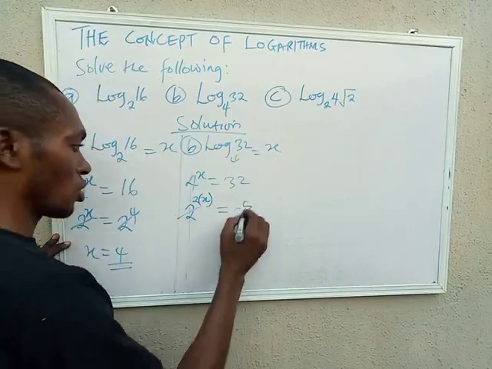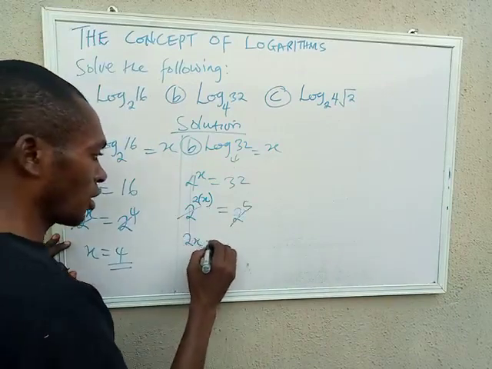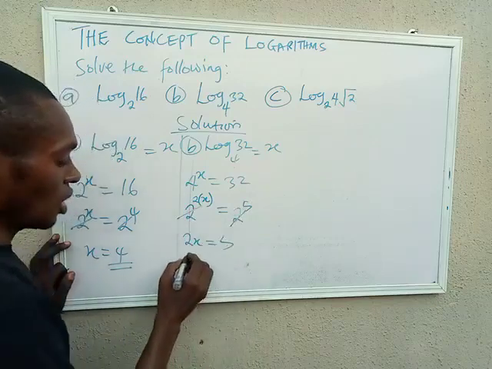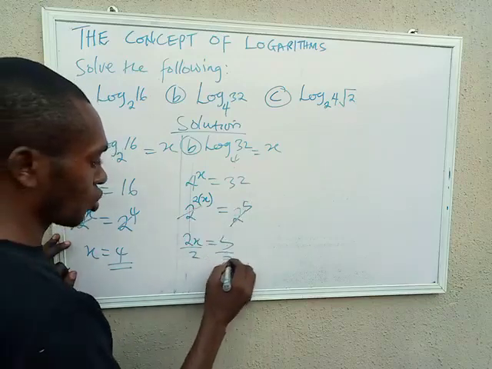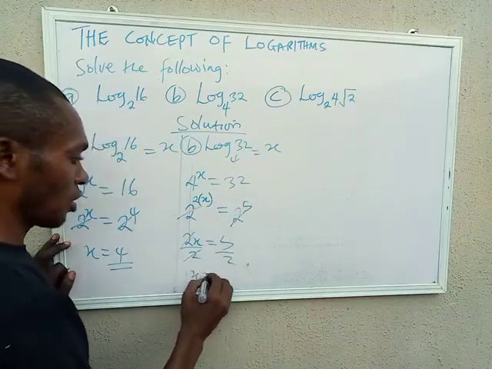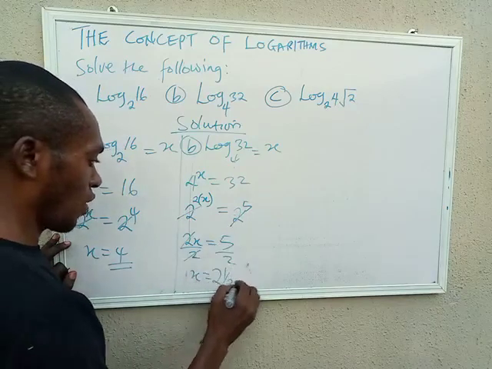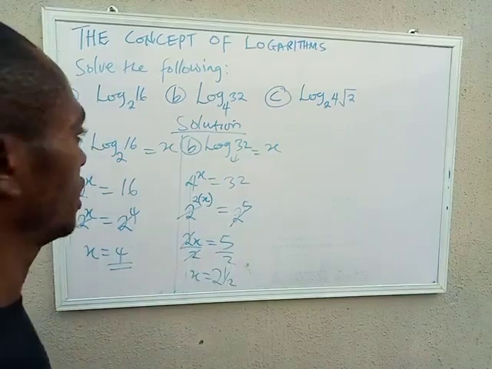So I have 2 raised to the power of 5 here for me to be able to get 32. This 2 cancels this 2. What I have is 2 times x, so 2x equals 5. I'm looking for x, so divide both sides by 2. I have x equals 5 over 2, which is 2 whole number and 1 over 2. This is what you have for this.